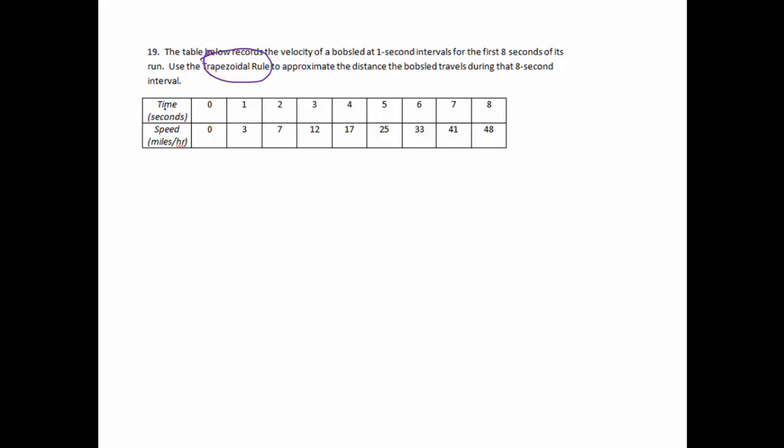The one glitch that I notice is that the time is measured in seconds and the speed is measured in miles per hour. So when we work this problem, before we are done, we're going to have to multiply by 1 over 3,600. That will convert seconds to, I didn't mean to circle miles, I meant to circle hours. So that will convert seconds to hours. So that should work.